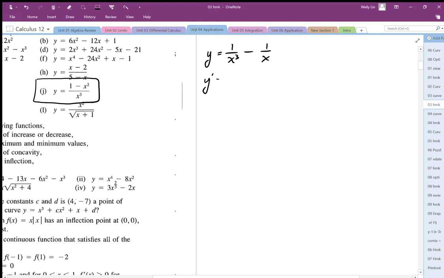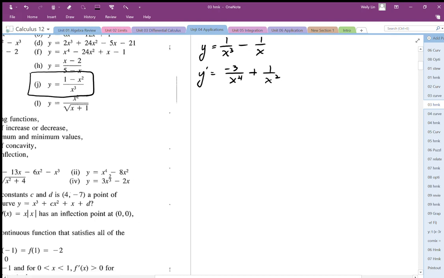So when I differentiate this, I'm going to end up with negative 3 over, and I reduce the power by 1, so I end up with x to the power negative 4, and so it ends up being x to the 4 in the denominator. I'm going to differentiate the power negative 1, so this becomes positive 1 over x squared.